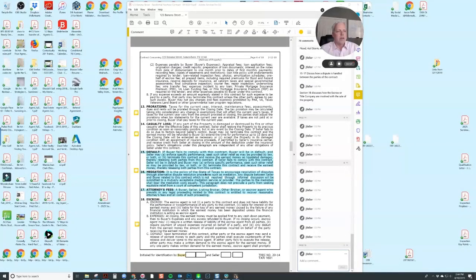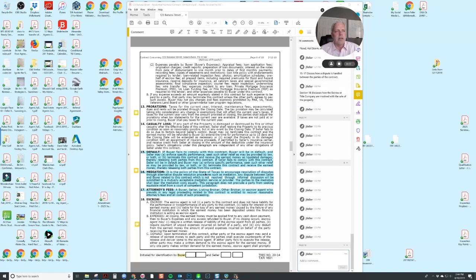This page, basically the end of 12 through 17, is just discussing more legalese. Section 13 is discussing the prorations of taxes.